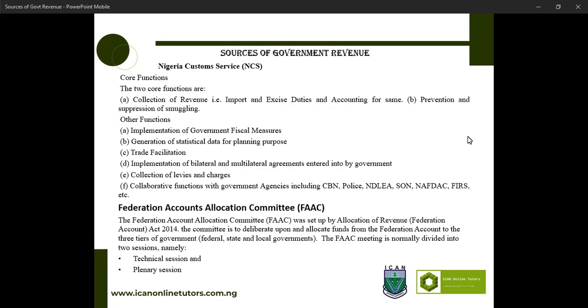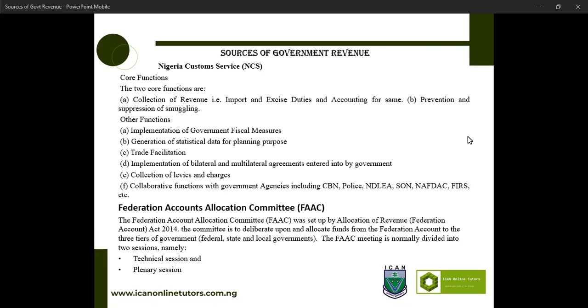We move on to another revenue collection agency in Nigeria, which is known as NCS, Nigeria Customs Service. The NCS has two core functions, while other functions also work hand in hand with the two major functions of the NCS. The Nigeria Customs Service is in charge of the collection of government revenue. And what are these government revenue? These include import duties and excise duties, and also accounting for both import duties and excise duty.